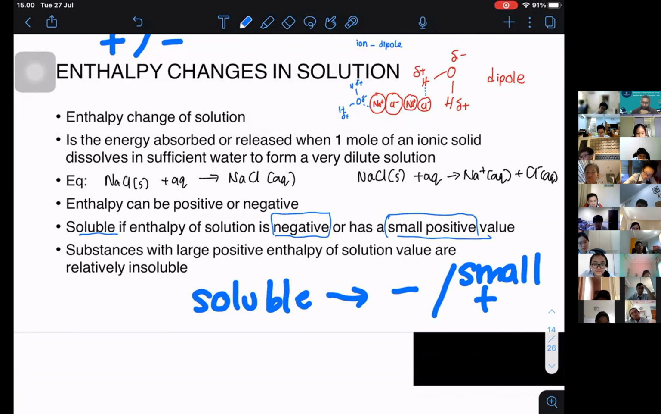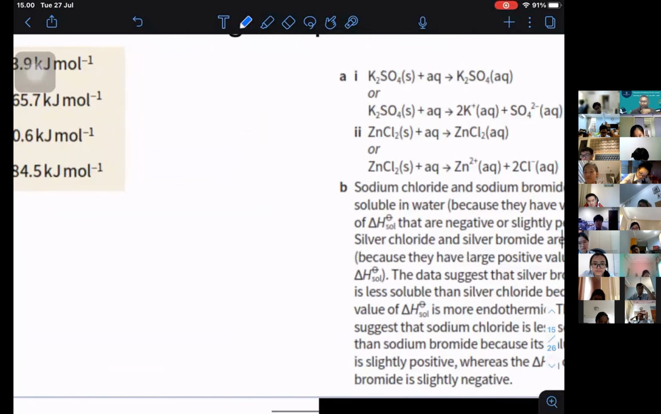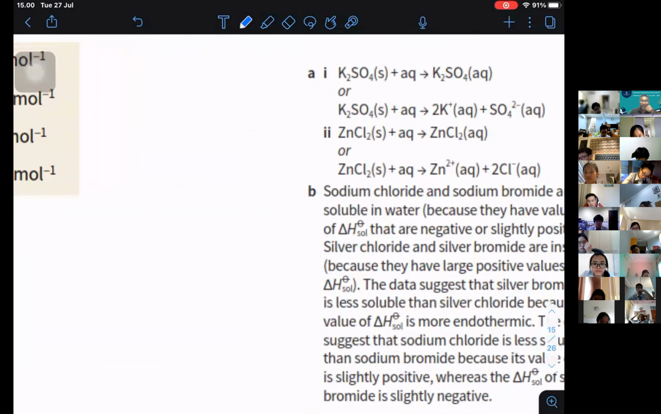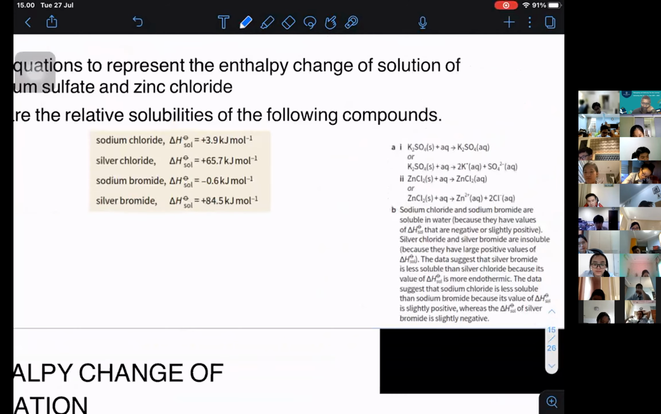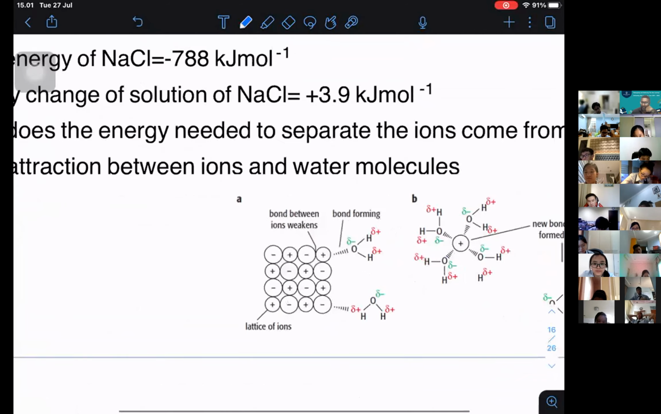If I move on, you can see here, if I want to write equations to represent the solution of potassium sulfate and zinc chloride and so on, you can just see from here. It's the same thing that I've written. So I'll just move on. This one I think I've also explained.